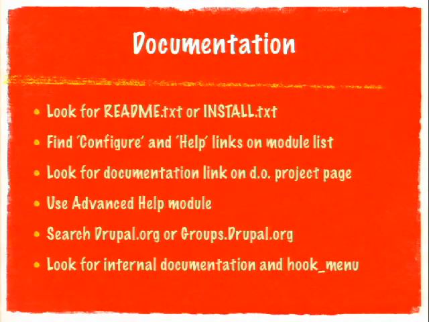And when all else fails, I look for hook menu. And what hook menu tells you, if you see something in the code that is module name underscore menu, it's a list of the URLs where this module is doing something. If I can't figure out where the heck to go to see what this module does, I go in and find hook menu and say, okay, it says there should be something at the path admin settings, whatever, and then I just type that into the address window and see what's there.